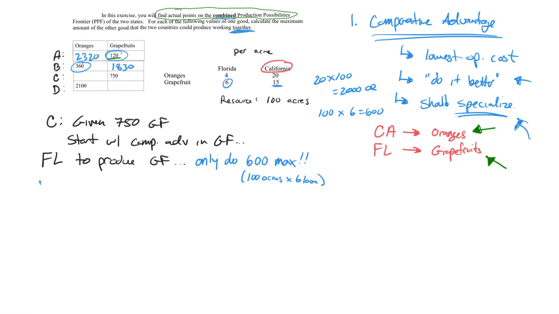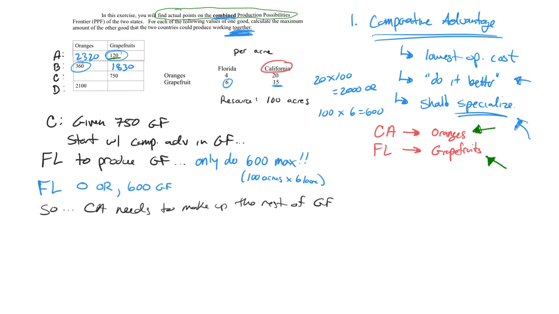So what I know is in this combined, right, I keep underlining this together, combined PPF and working together, I know Florida is going to do 0 oranges because they're putting all of their resources and they're specializing in those 600 grapefruits. So that leaves us with California. So the other one, California, needs to make up the rest of the grapefruits.